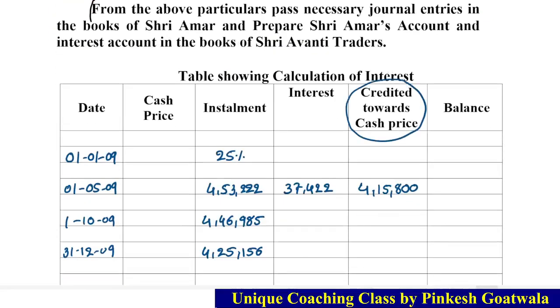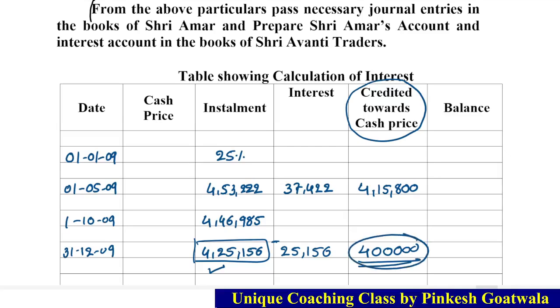Remember I told you, suppose you have paid an installment of 4,25,156 and the interest was 25,156. So what will they actually pay? How much is your actual payment? This is the payment made, it is with interest. If you subtract the interest, it is your actual payment. Remember when we started the chapter, I told you this is the amount of actual payment. The actual amount you have paid is 4 lakh, right?